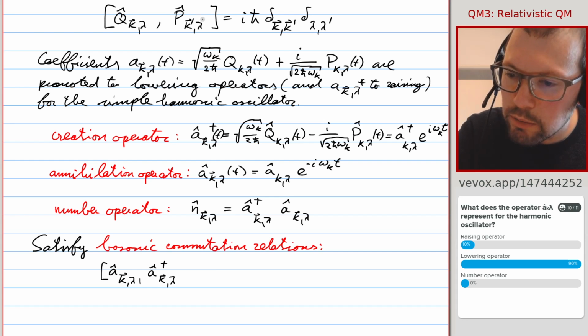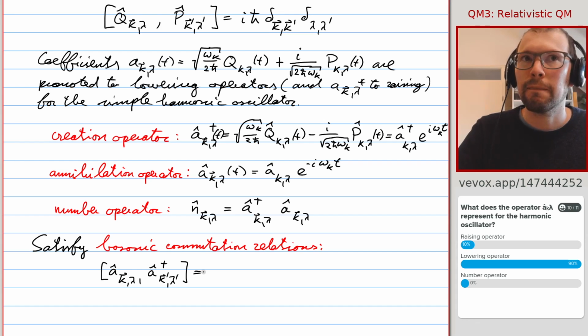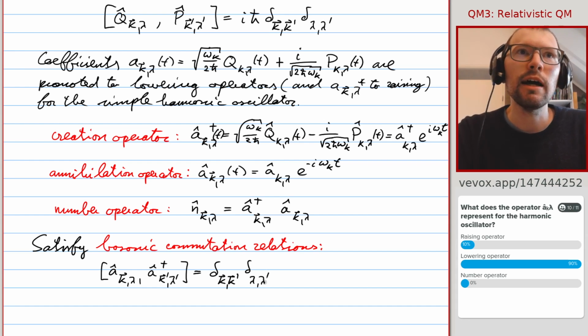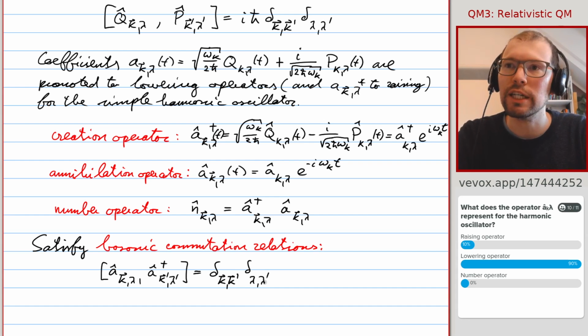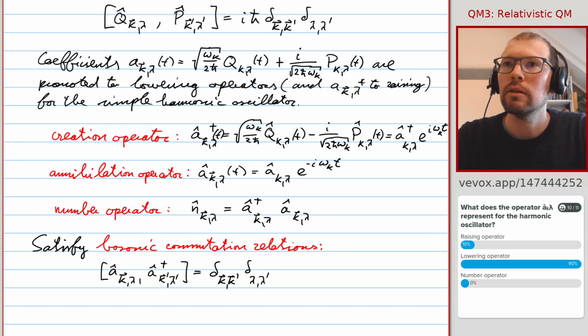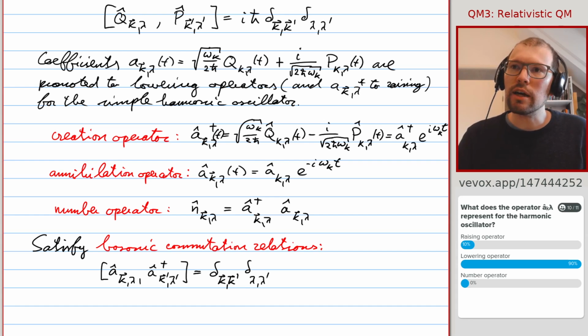I forget primes up here as well. And the other ones, of course, vanishing. So these really look like the creation and annihilation operators that you have seen in the first half. So what are they acting on?